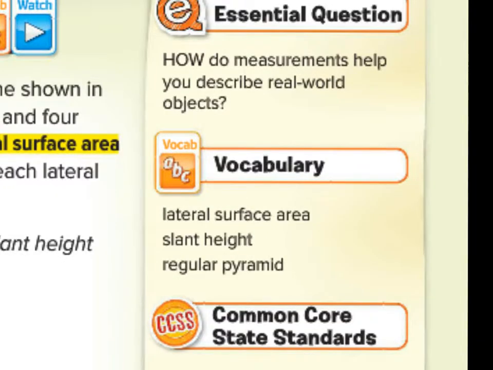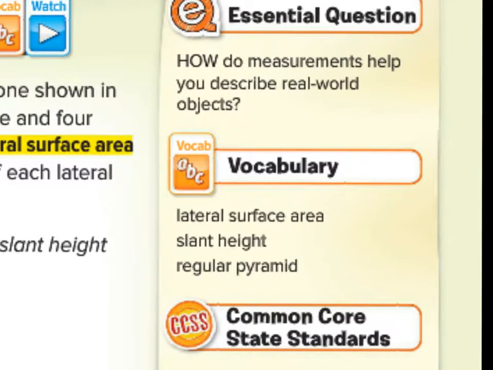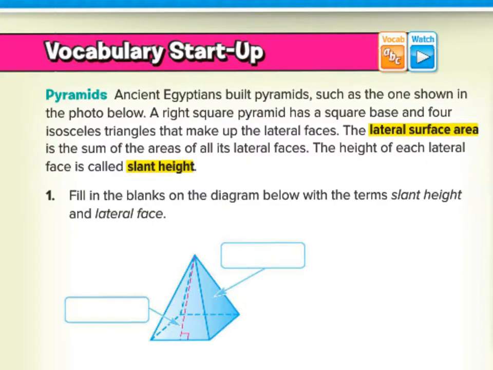We will continue addressing the question, how do measurements help you describe real-world objects? And our vocabulary for today will be lateral surface area, slant height, regular pyramid. Now let's see how the vocabulary is used in context.